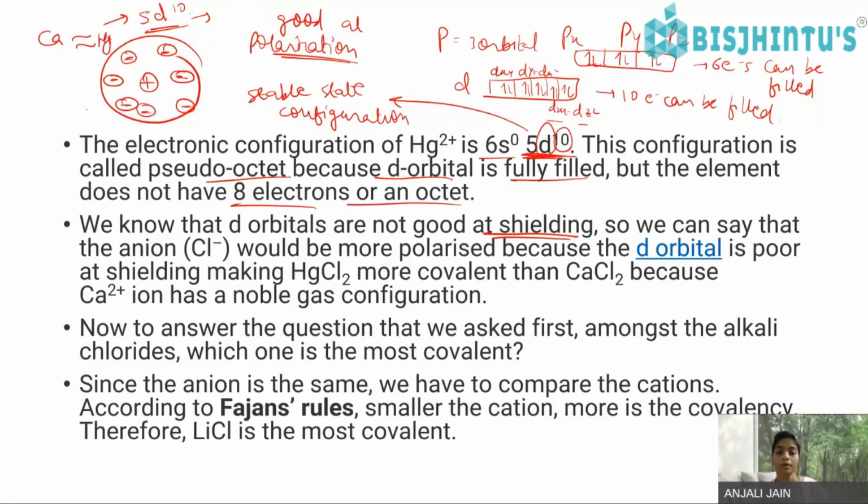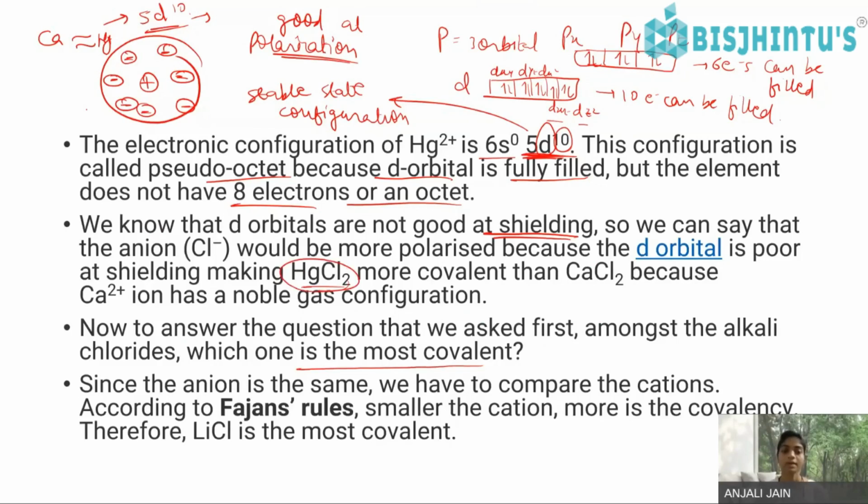Okay. Now what is the reason for calcium chloride? So as to attain a stable state configuration, it is having the outermost electrons as per the octet rule, having 8 valence electrons and thus attaining a noble gas configuration in CaCl2. Okay, so amongst these chlorides, which is more covalent? We will answer that mercury chloride is more covalent due to the more polarizability, and d orbitals have a very less shielding effect. Okay, so the anion will become more polarized.